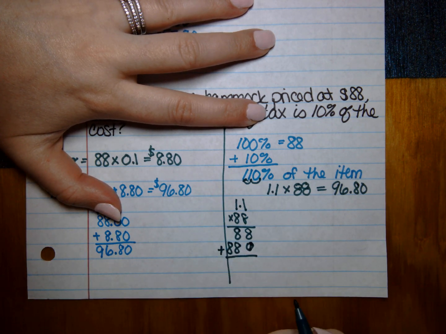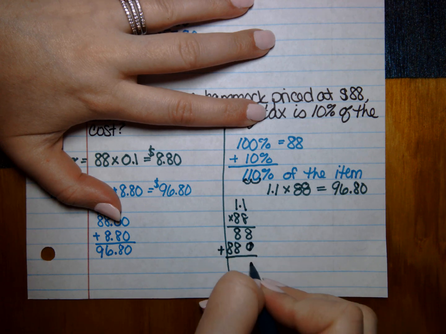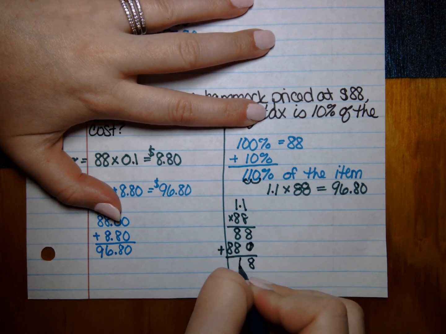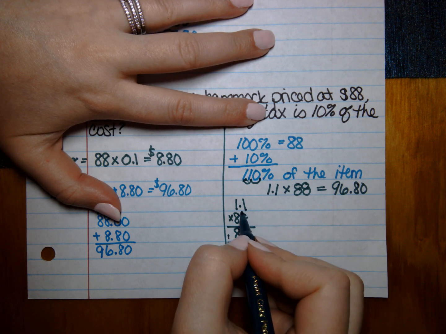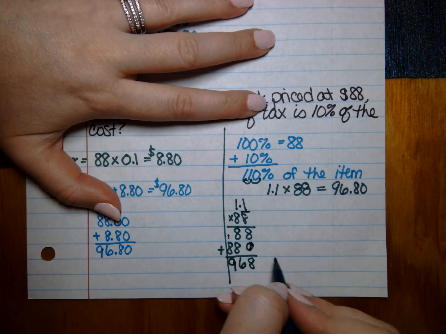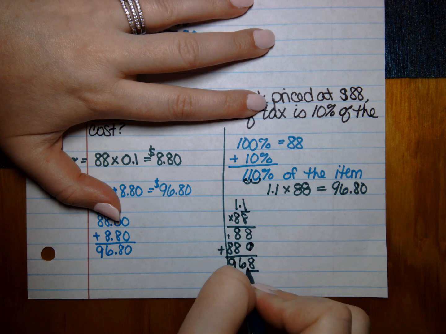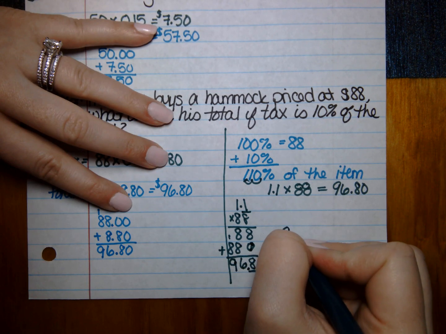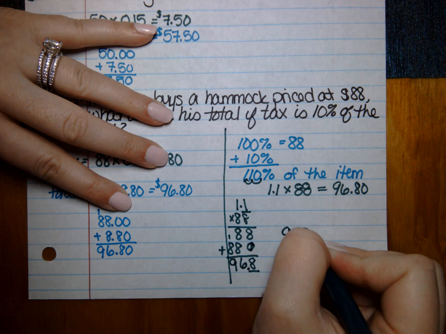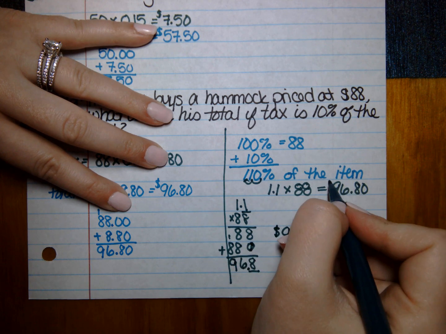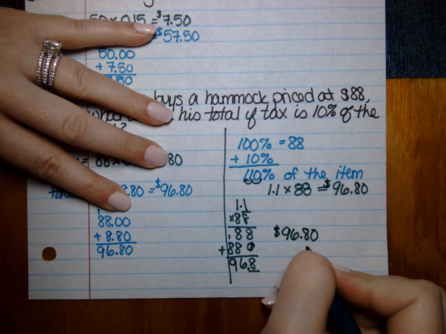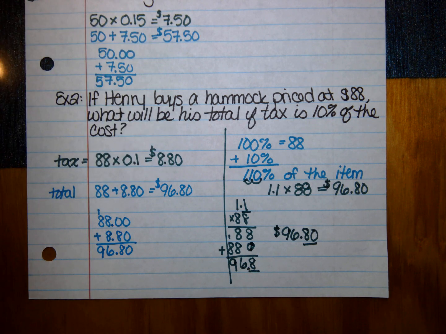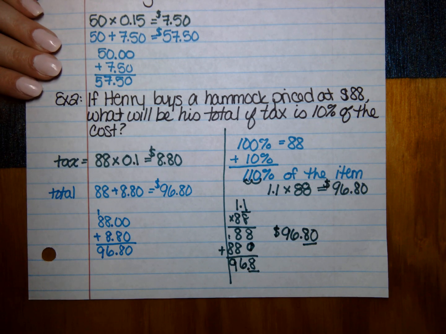Now I'm going to add them. So 8 plus 0 is going to give me 8. 8 and 8 is 16. Carry, 8 and 1 is 9. If I had one decimal place that I multiplied, I need one decimal place in my answer. So I get 96.8, but since we're talking about money, you need to add that 0 so that you have 2 decimal places. We're going to do 2 more problems.